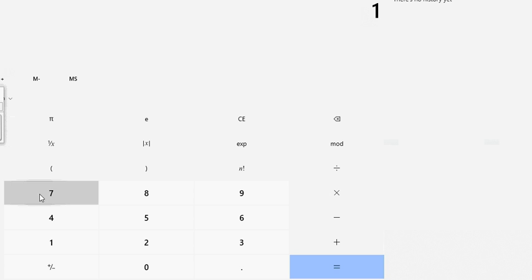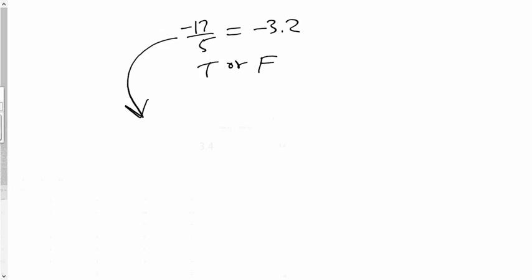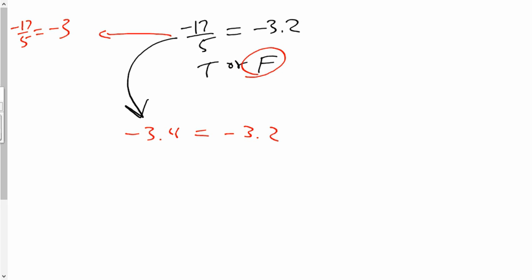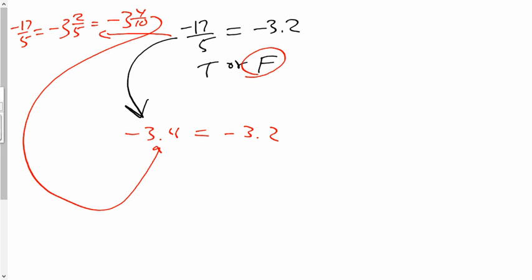Take your numerator, which is 17, and divide it by your denominator, which is 5, and it tells you 3.4. So therefore, it would be negative 3.4 is equal to negative 3.2, which of course is false. Alternatively, you could have said negative 17/5 is equal to negative 3 and 2/5, which is equal to negative 3 and 4/10. But either way, you're telling me the answer is false because negative 3.4 does not equal negative 3.2.